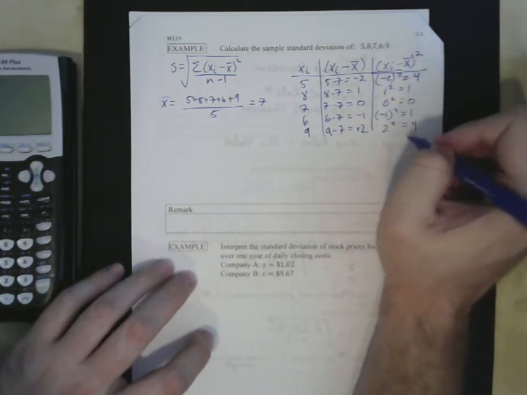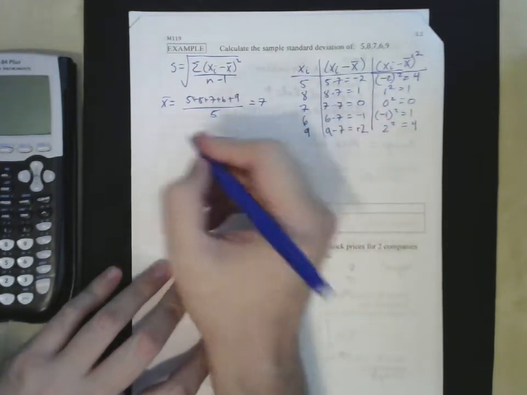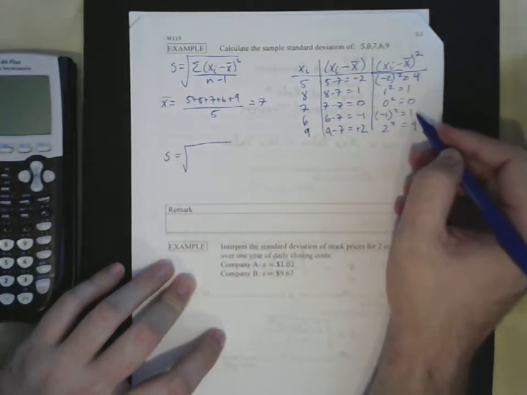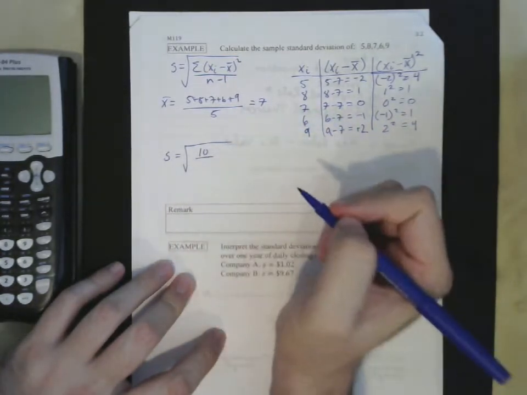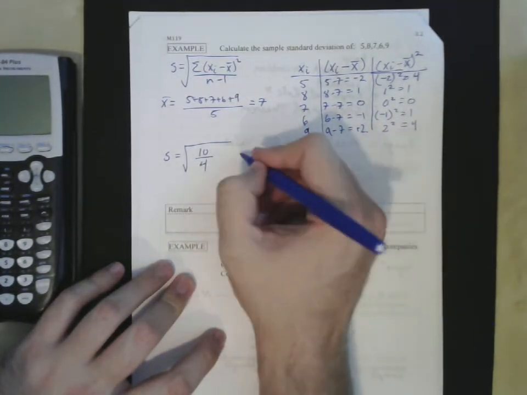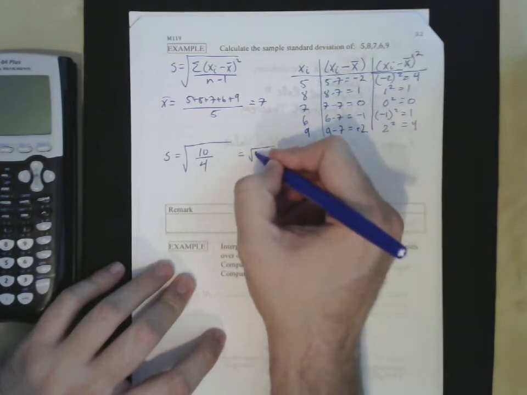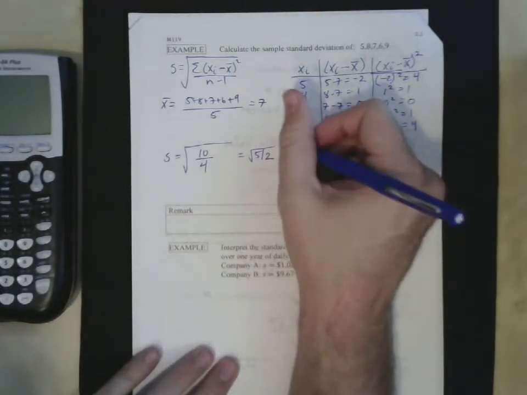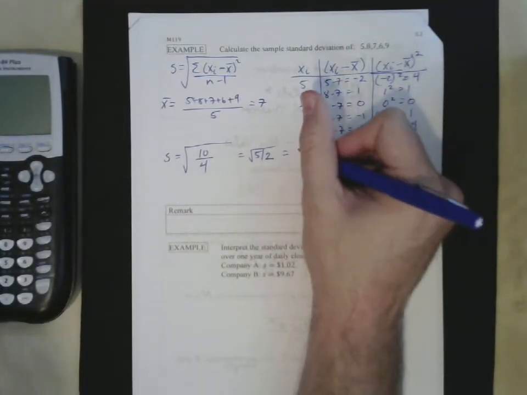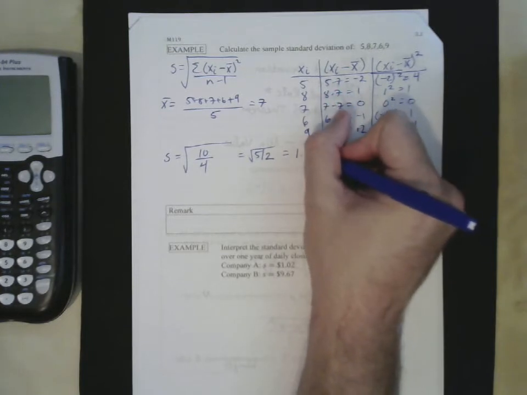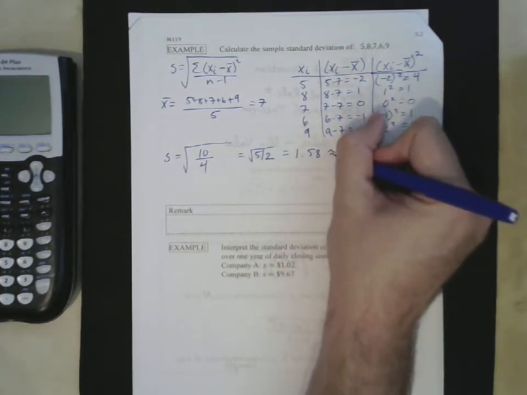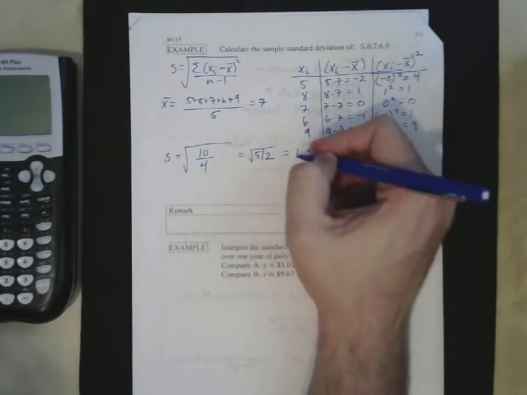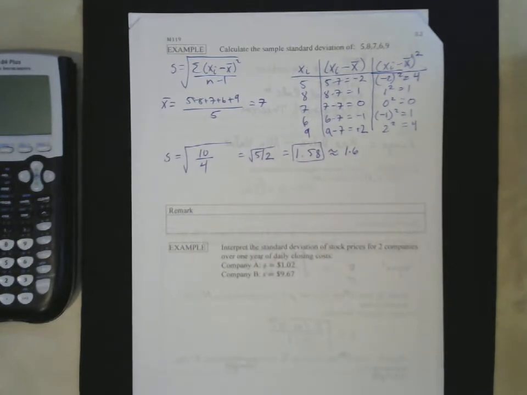So now we have these values, we just add them all up to fit them into our formula. So s equals the square root of (4 plus 1 plus 0 plus 1 plus 4 is 10) divided by (n minus 1 is 4), or the square root of 5 over 2. And just punching that into the calculator, that's going to give us 1.58, or 1.6 if we were to round off. Now, typically with standard deviations, we want to keep it at 2 decimal places.